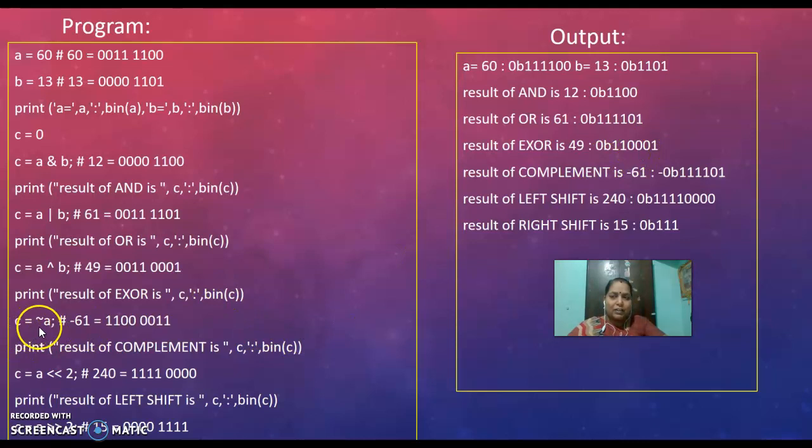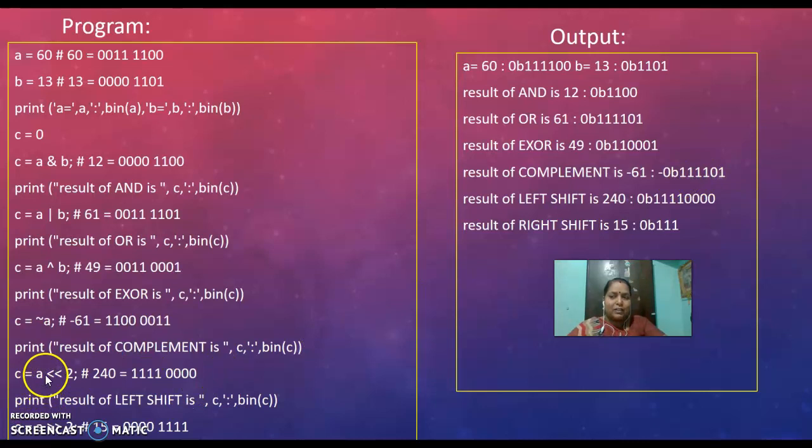Next, C equal to tilde of A. That is, A has been complemented and assigned to the value C. So now the A value is 13. Then the 1's complement of 13 is equal to minus 61. So the result of the complement value C and the binary value of C is printed here. Result of complement is minus 61 and the binary value is printed here.